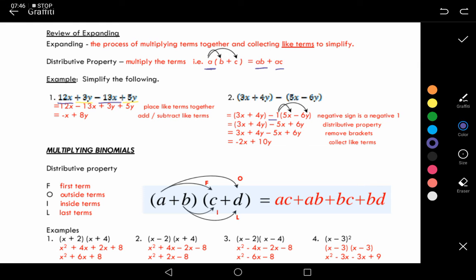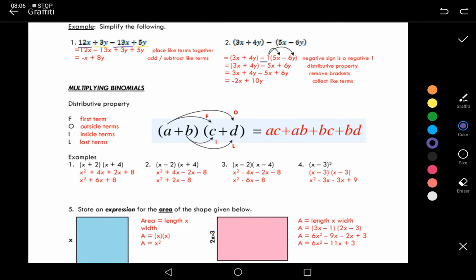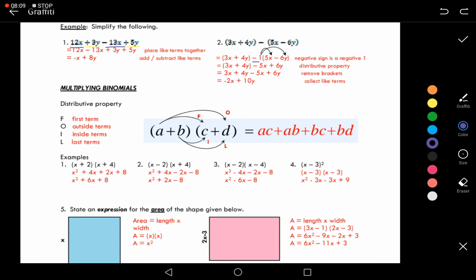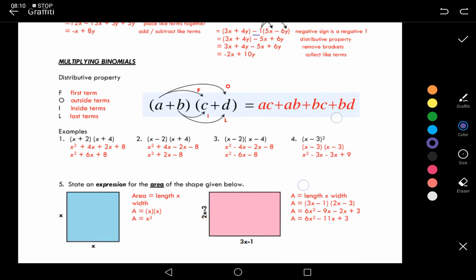Once I've done that, all I have to do is collect my like terms, okay? Because, again, I can't do 3x plus 4y. I can only put x's together and y's together. So I have 3x minus 5x gives me negative 2x, and 4y plus 6y gives me that 10y. Okay, so that was our review of expanding and simplifying and collecting like terms.